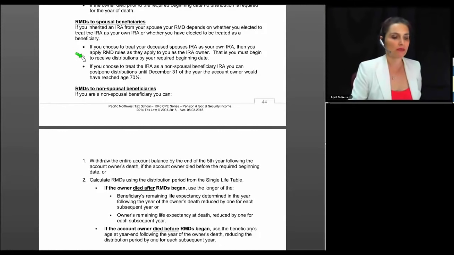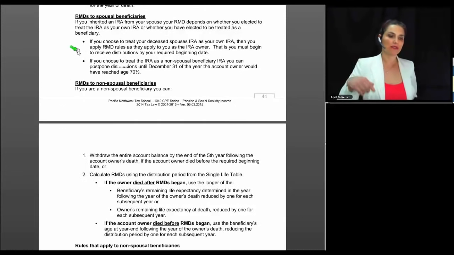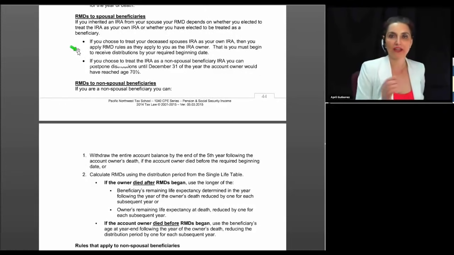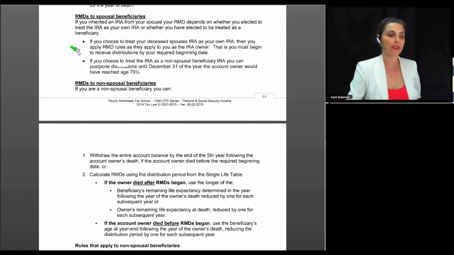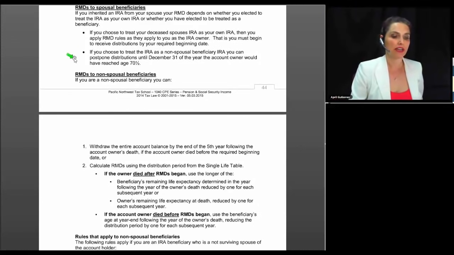That is, you must begin to receive distributions by your required beginning date. If you choose to treat your deceased spouse's IRA as your own IRA, then you ignore what the age of your spouse was. You only look at required minimum distributions as they pertain to you. And if you are under age 70 and a half, you don't have to take distributions at all. But if you choose to treat the IRA as a non-spousal beneficiary, then you can postpone distributions until December 31st of the year that the account owner would have reached age 70 and a half.